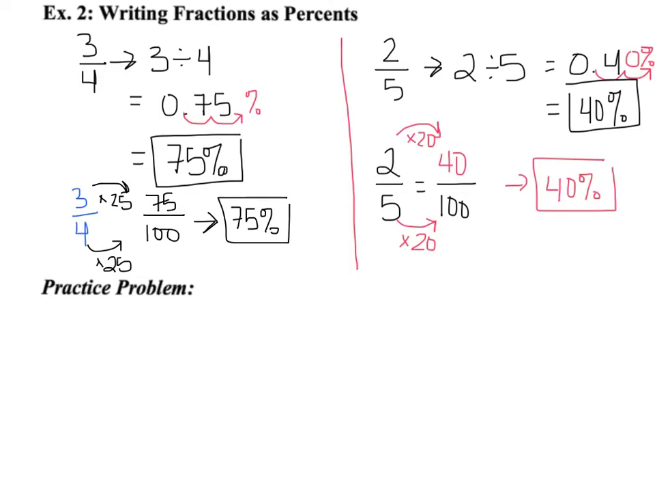However, if you had a denominator of something like 21, well, 21 doesn't go into 100, so you can't use this method. So if you go ahead and do your numerator divided by your denominator, change that to a decimal, and then move your decimal 2 places over to the right to make it a percent, that will always work, just like we did up in this part right here.